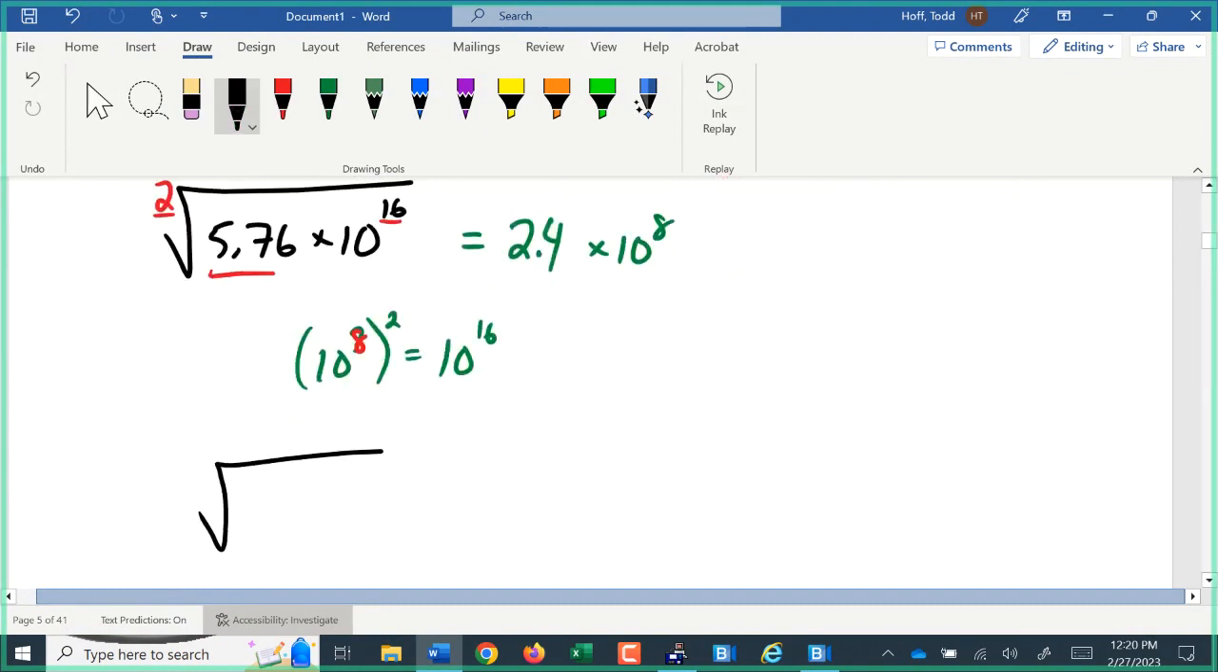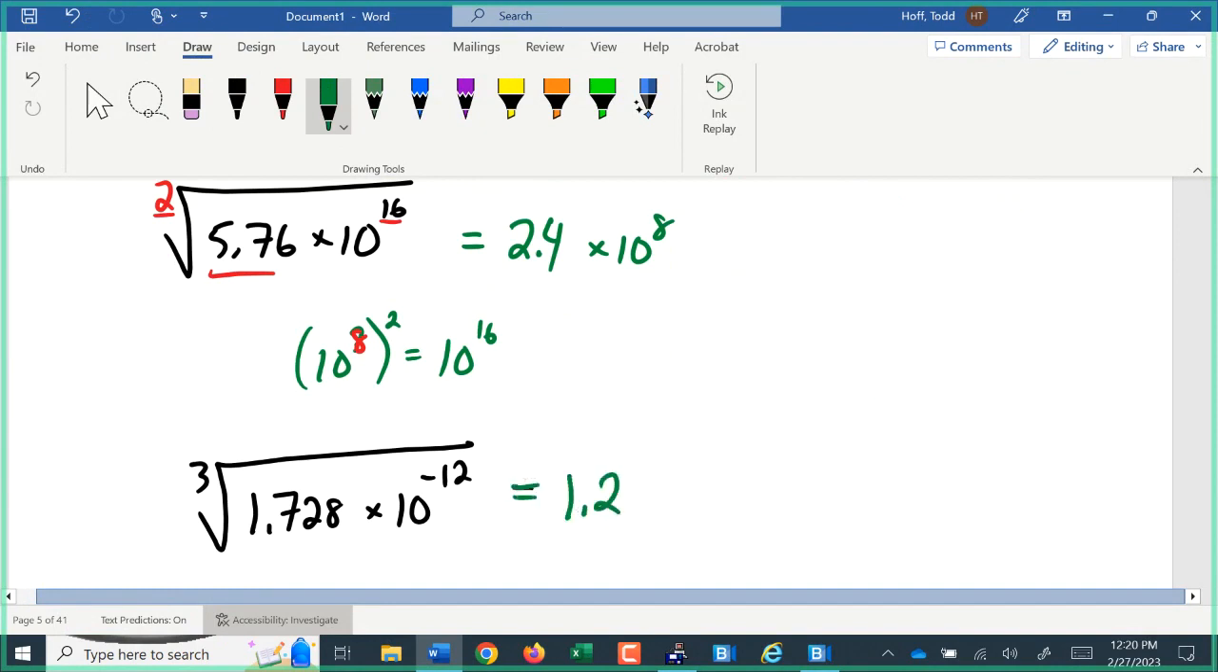Or if it were a cubed root of 1.728 times 10 to the negative 12. Well, again, we do the cubed root of 1.728, comes out to be 1.2, times, now we divide our power by the index of 3. Negative 12 divided by 3 is negative 4. So that's 1.2 times 10 to the power of negative 4.